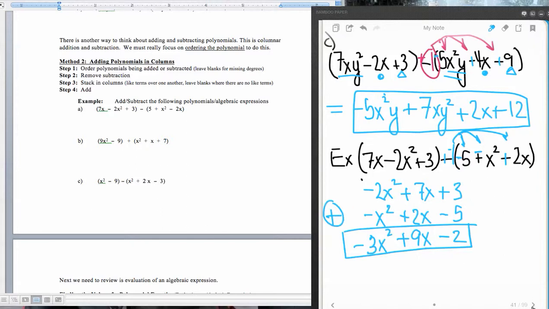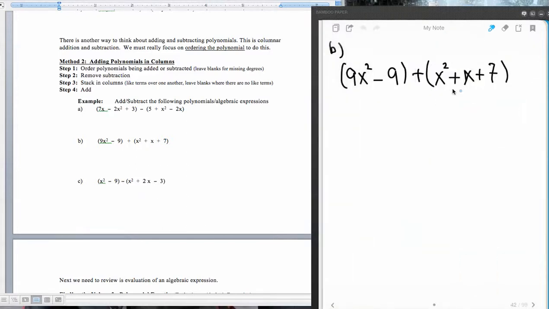Okay, now looking at our next one, we have a sum, so that one's going to make it pretty easy. And I'm just going to go ahead and stack these. Now, the thing with this one is that you may not think there's much to do for ordering, but there is. Ordering also means if there are missing degree terms, you make sure you leave spaces for those. So you see when I stack these, I'm going to put the 9x squared underneath the x squared terms, and I'm going to put the -9 underneath the constant terms. But that leaves me with a blank here in the middle. Now I don't suggest you put anything in there because that can be confusing. So I'm just going to leave it blank.